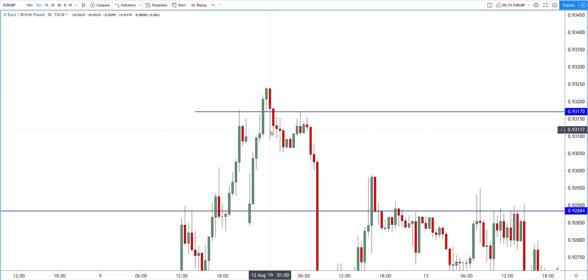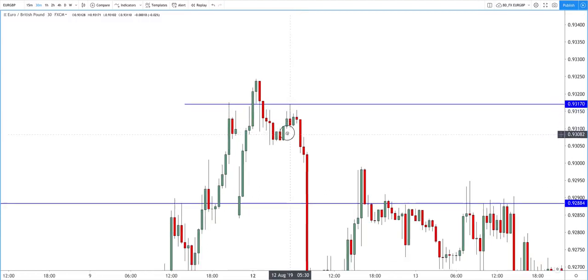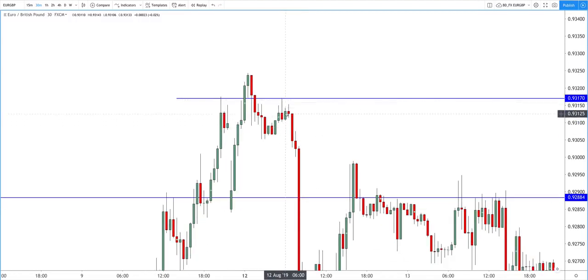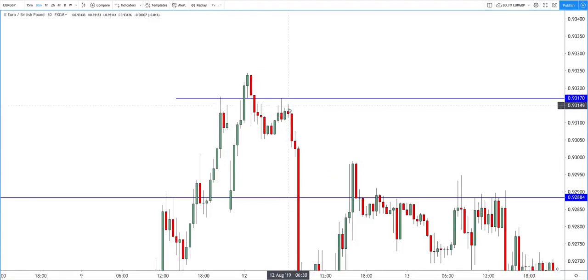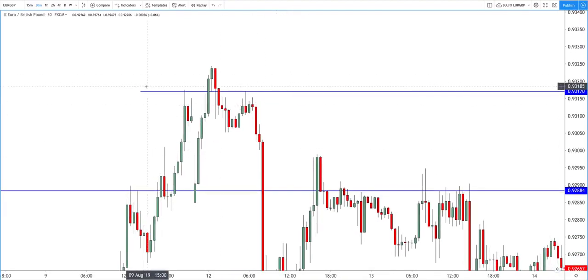But we've broken down below this level, but then we come back and we've rejected that with this shooting star formation here. Then you can see we've had this sort of bullish candle, then this doji candle, which then shows the indecision. We often see a doji candle before we see the big drop, and then bang, we've come down. But you can see here that we've got this inverse head and shoulders level, this head and shoulders formation.